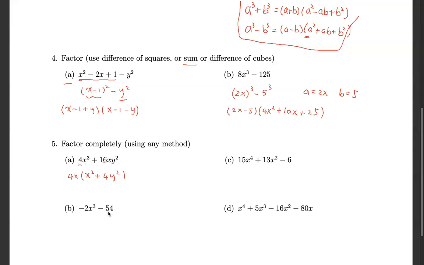B, we see both are negative, and the negative 2 also is factored. So let's factor out negative 2 first. Then we have x cubed plus 27, right? Because negative 2 times 27 is negative 54. And 27 is 3 cubed. So that means we can use the sum of two cubes above. So that's negative 2 times (x plus 3) times (x squared minus 3x plus 3 squared, which is 9).